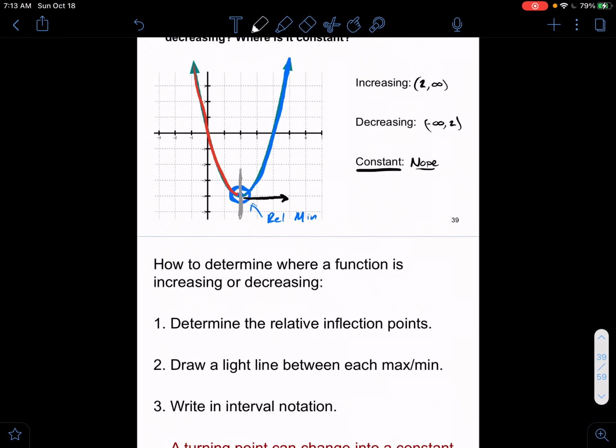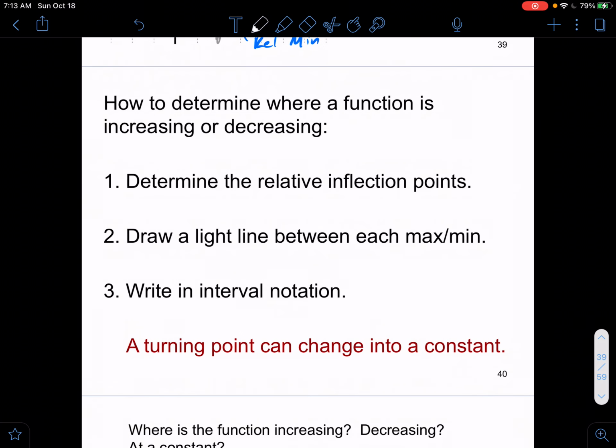Let's look at another one. So I guess we got some steps here. It says how to determine where a function is increasing or decreasing. It says first, determine the relative inflection points. Those are going to be those maxes and mins. Once you have those, we're going to draw the lines, and then we are going to write an interval notation.